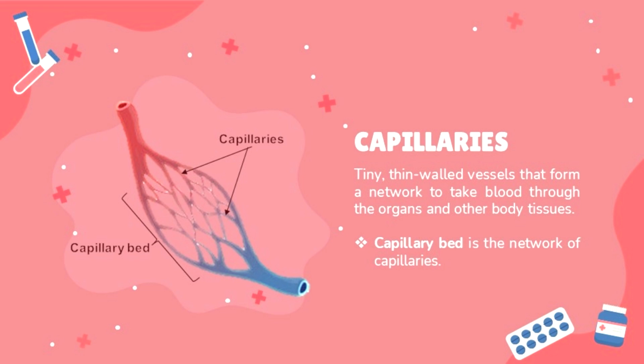Okay, so ito po tayo. Capillaries. Capillaries are tiny thin-walled vessels that form a network to take blood through the organs and other body tissues. So, under naman po ng capillaries is the capillary bed. It is the network of capillaries. So, ito po makikita po natin kung saang part po yung capillaries sa capillary bed. Let's not be confused po sa parts nila.